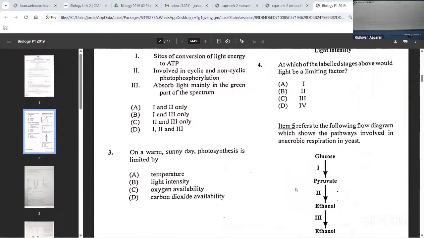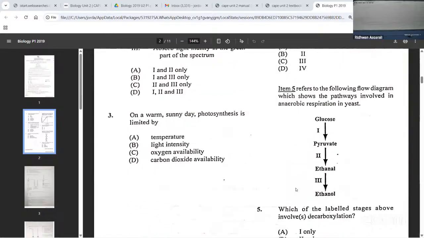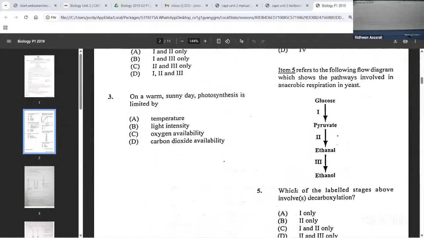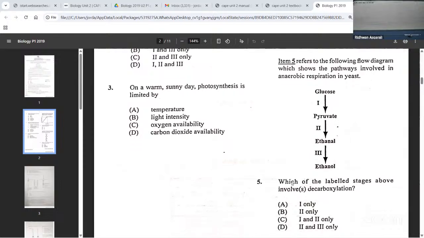Right, so number 5, Jana, you know the answer for number 5. You could just put which one you think is the answer in the chat for number 5. Which of the stages would involve decarboxylation?